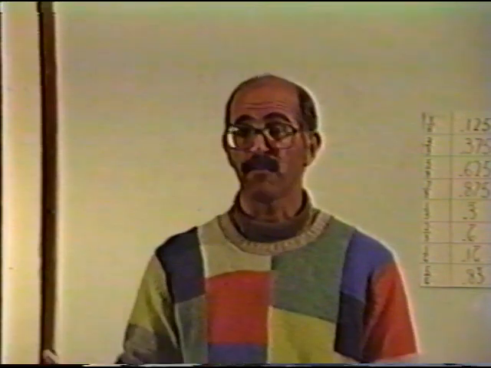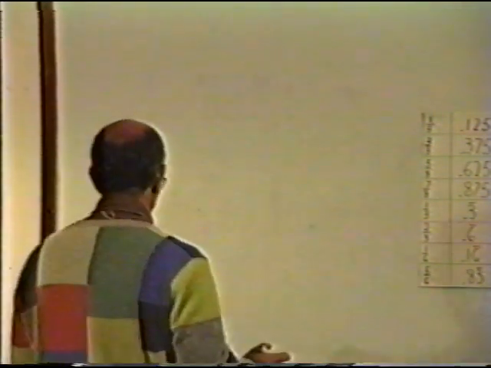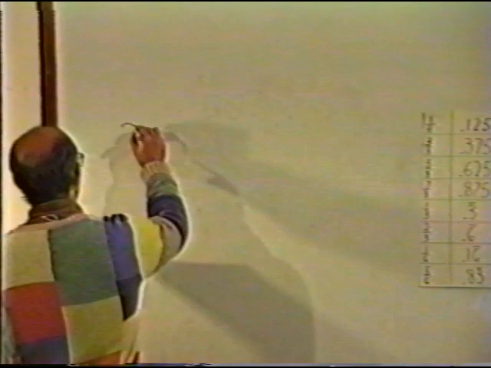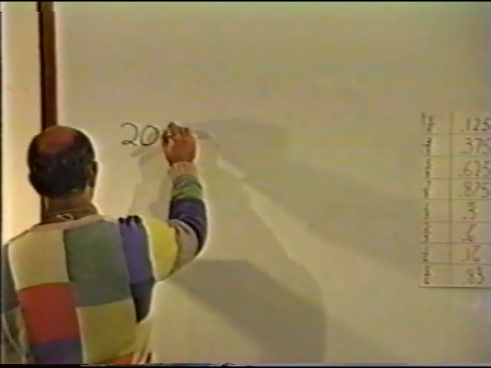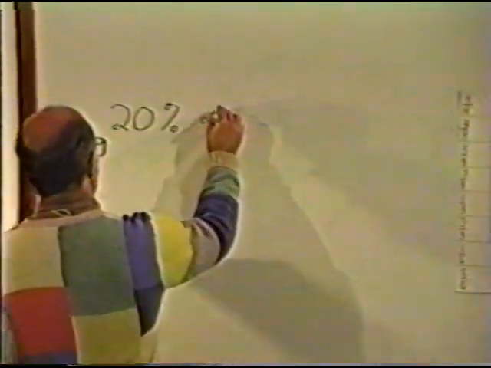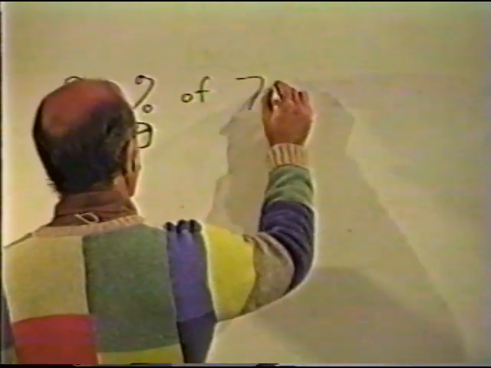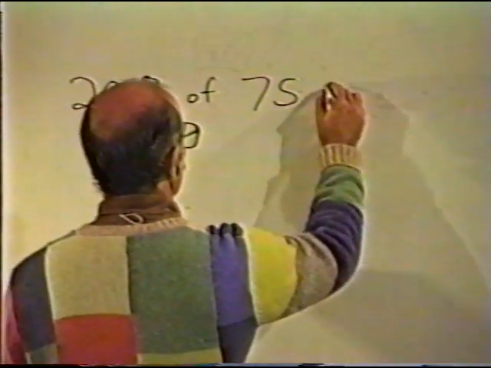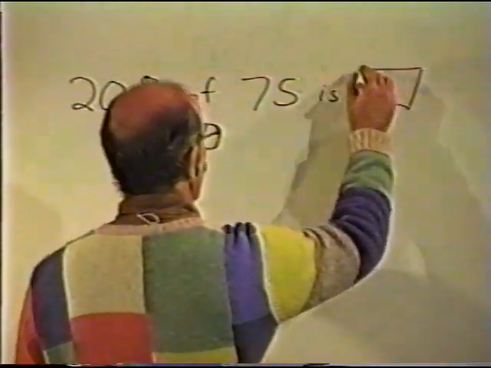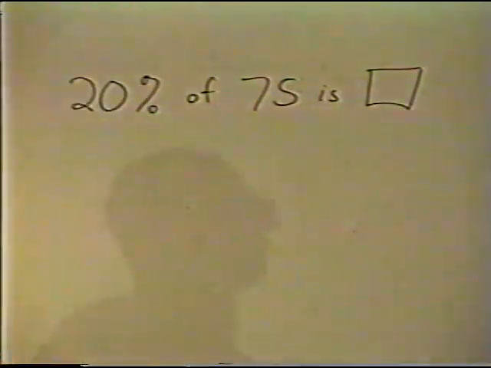So now, you know how to do problems that are type 1. You know how to do problems that are type 2. Let's see if you can tell them apart. The first one is 20% of 75 is what?